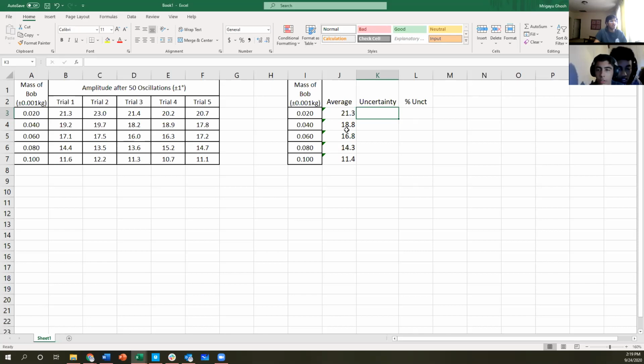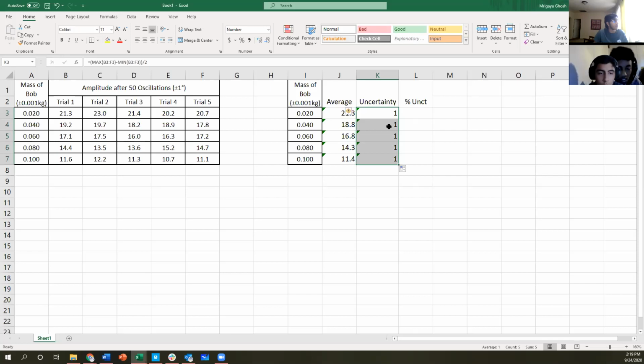Now uncertainty is equal to the range divided by 2, right? So we're going to take the max value of whatever's in this range minus the min value of whatever's in this range, and then divide that by 2. So that's your uncertainty. And uncertainty should ideally be to 1 sig fig, so I always do it to 1 sig fig because that's the norm, I guess you could say. And then just use autofill.